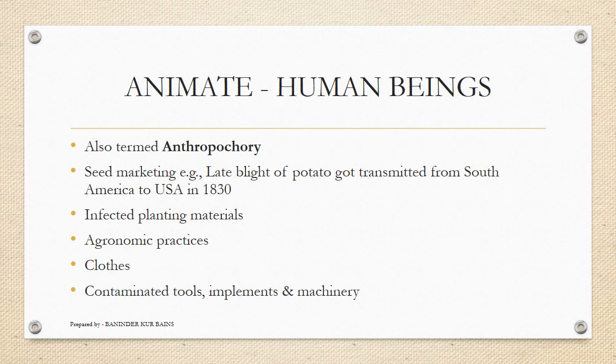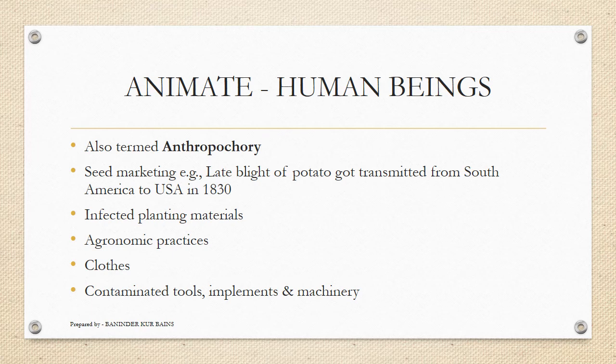But in the past there were a number of incidents due to which diseases got transmitted from one country to another. For example, the late blight of potato, which was not found in United States, but it was transmitted from South America to USA through some seeds. And infected planting materials, when they plant infected cuttings, infected seed, then the transmission can occur.